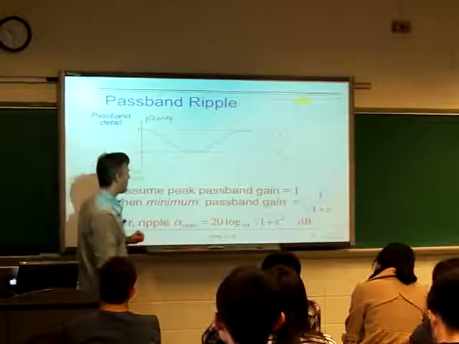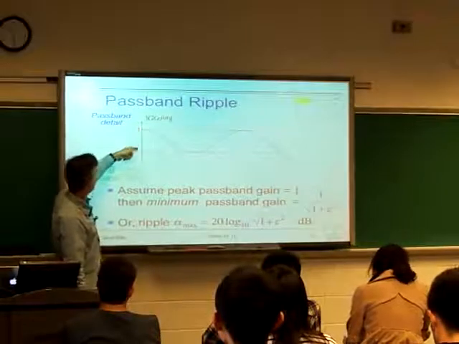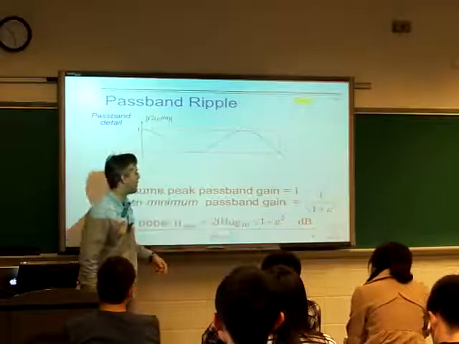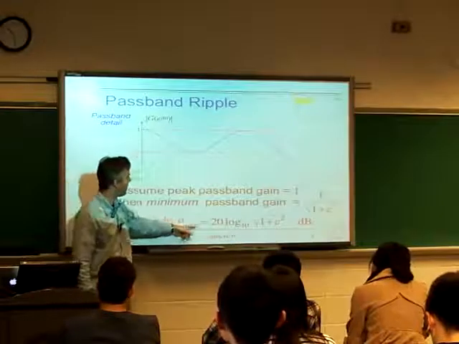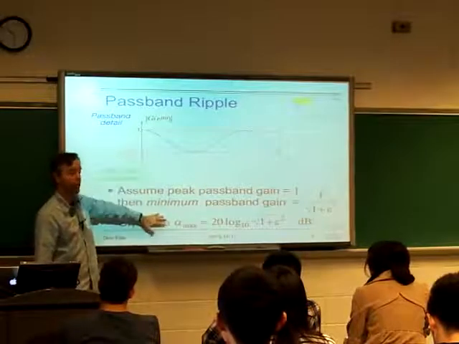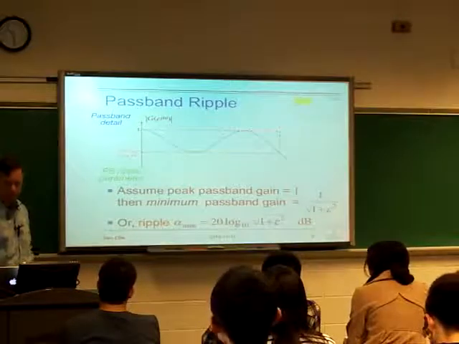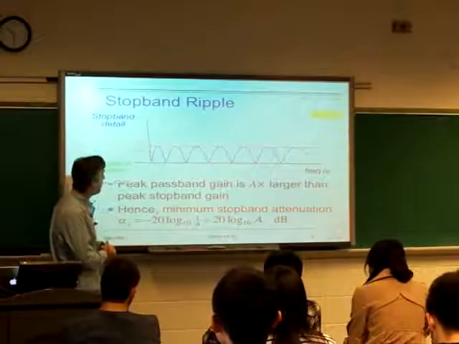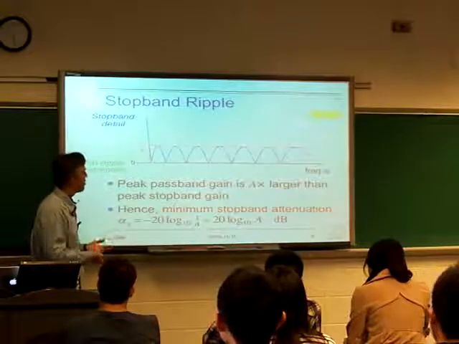We can also talk about it in the dB domain, in which case this would be 0, and this would be negative 20 log 10 of the square root of 1 plus epsilon squared. We call that alpha max. Without the minus sign, alpha max is how many dB down we allow ourselves to go. It might be 1 or 2 dB, something small. That's the ripple depth. Okay, that introduces those parameters, those variable names. Epsilon is something that will show up again and again.